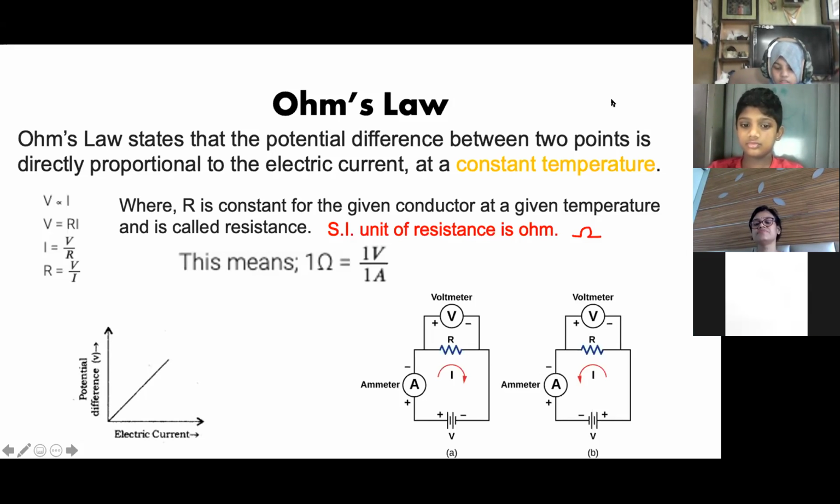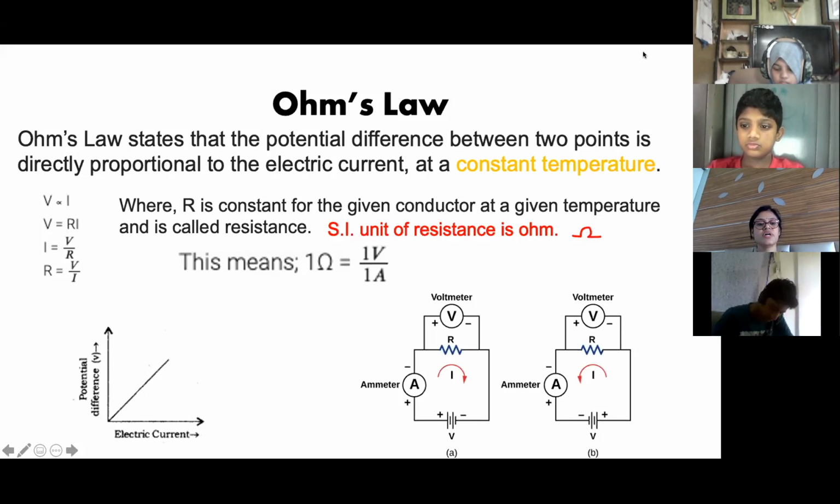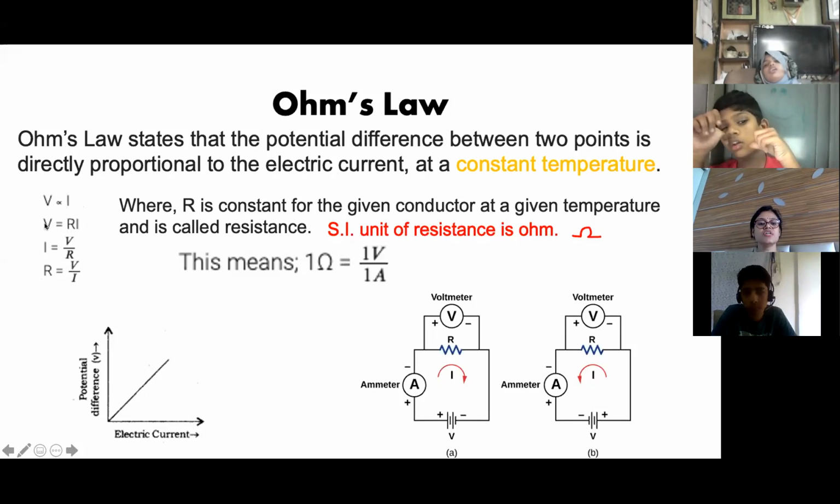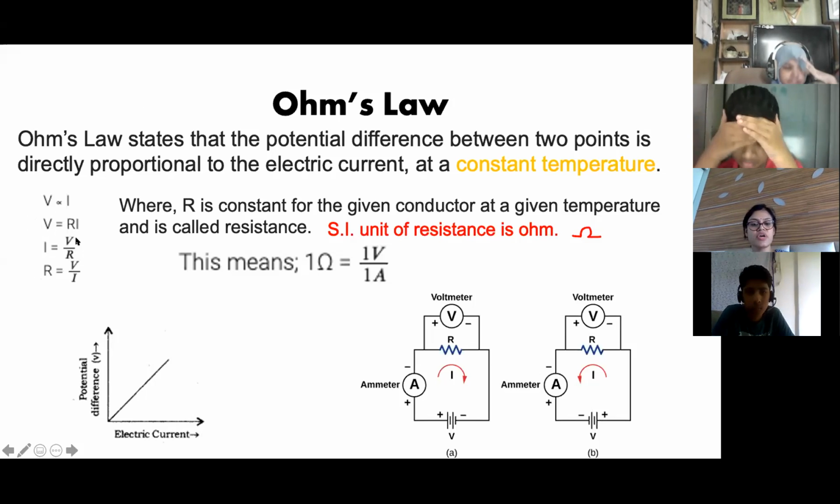Yes, Farhana. Ma'am, what is I? I is current. We have done that. I is current, V is potential difference, R is resistance, right? So here the constant of proportionality is resistance. If you want to find I, you will say I is equal to V by R. If you want to find R, you will say R is equal to V by I. So the main formula is V is equal to IR. Whatever is unknown, that you have to find out.